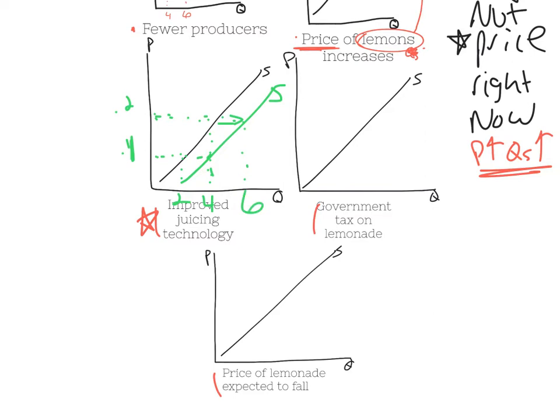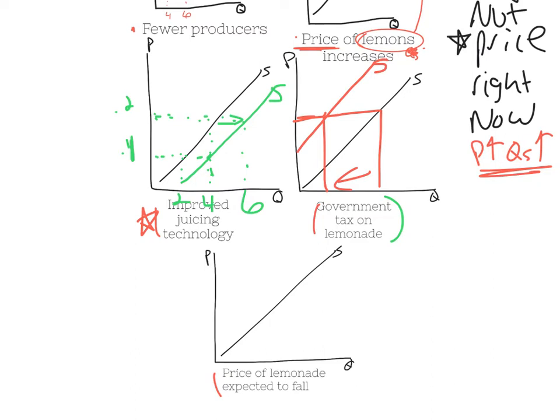All right, what about if the government taxes lemonade? If the government taxes lemonade, it's going to be more expensive for me to produce lemonade, and so I'm not going to be able to produce as much as I could before. So before it was out here, and now it's here. So I produced less than I did before.